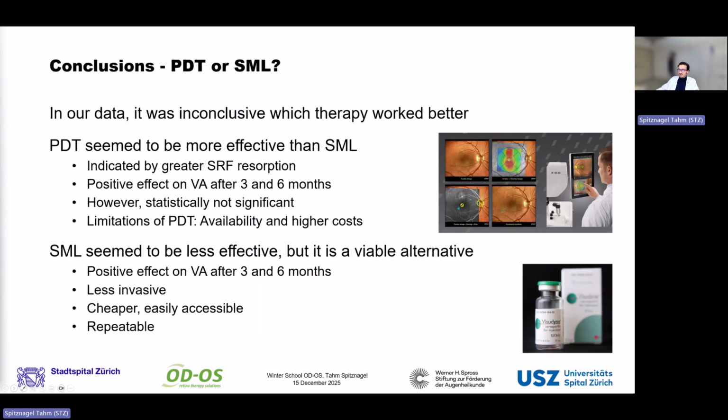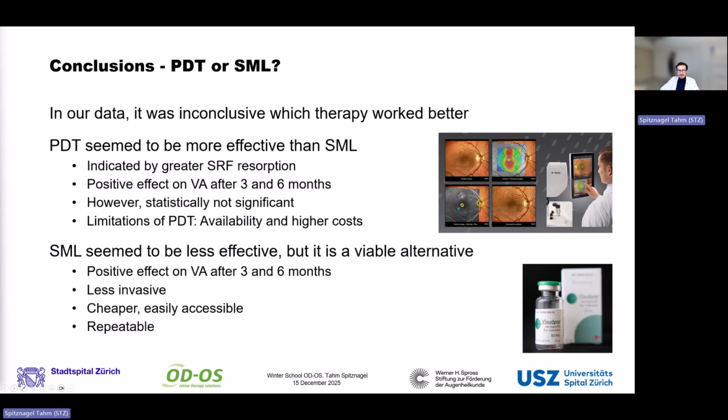So, to the conclusions, PDT or SML. We can say that in our data, it was inconclusive which therapy worked better, since there hasn't been any statistically significant result. On the one hand, PDT seems to be more effective than SML, indicated by this greater subretinal fluid resorption. There is a positive effect on visual acuity after 3 and 6 months, as said, statistically not significant. And there is this limitation of PDT, first of all, with this availability, with this shortage of the Visudyne, and as well the higher costs.